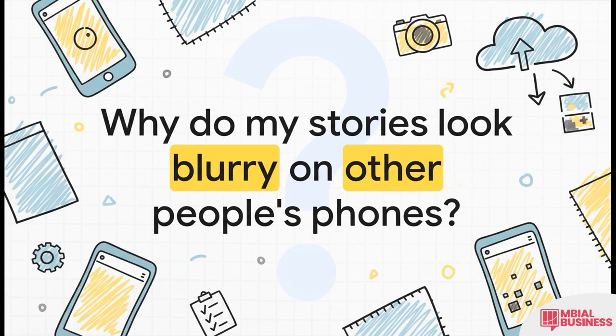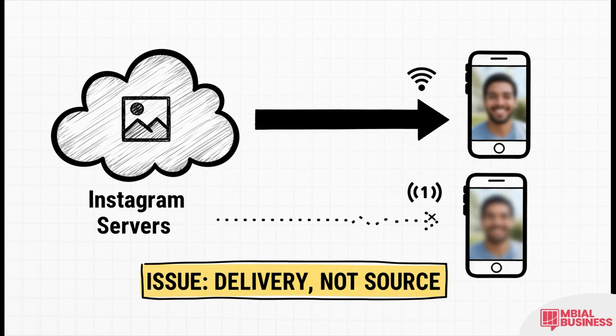This one can drive you crazy. You followed every single rule, your story looks perfect on your phone, but then a client or a customer sends you a screenshot and it looks terrible on their end. What is going on? Just relax. This one probably isn't on you. If your viewer has a weak internet connection, Instagram will automatically serve them a lower quality version of your story just to make sure that it loads for them without buffering. You've done your part. The final delivery is sometimes out of your hands.